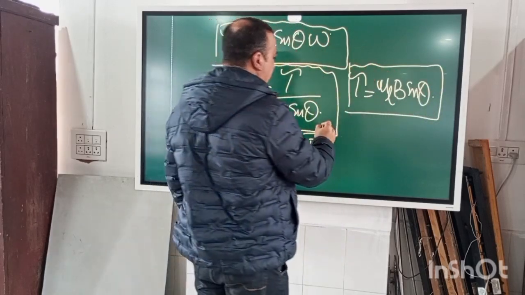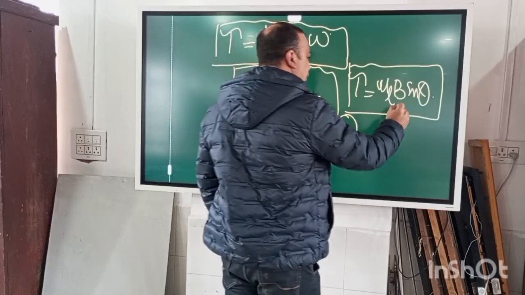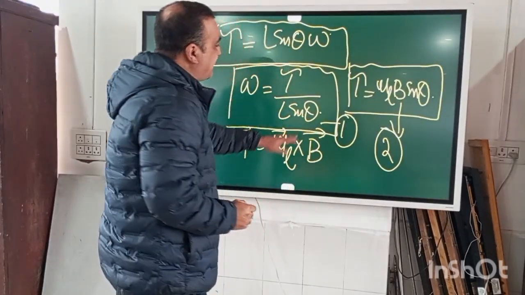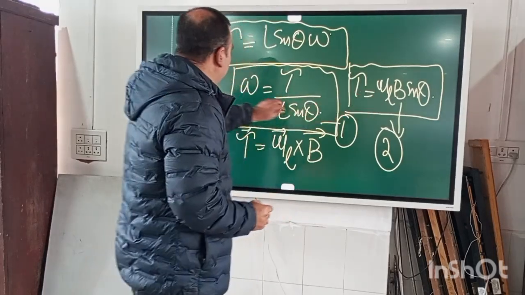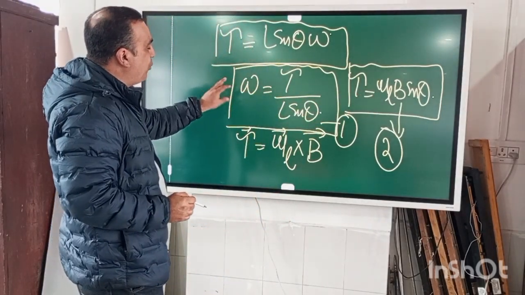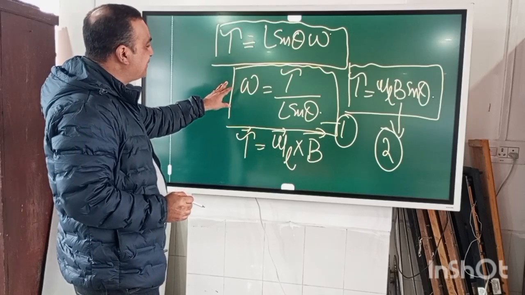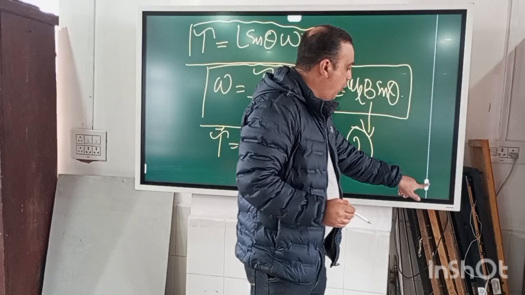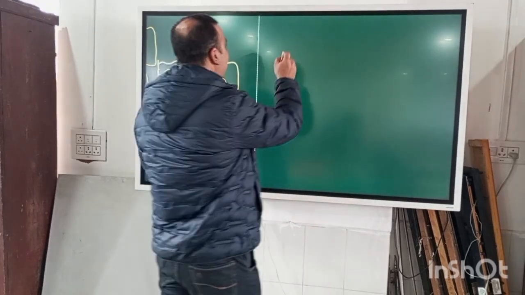So if I call this equation 1 and this equation 2, what I do is substitute equation 2 in equation 1. What I am going to do is calculate the Larmor's angular frequency. So what will be omega?